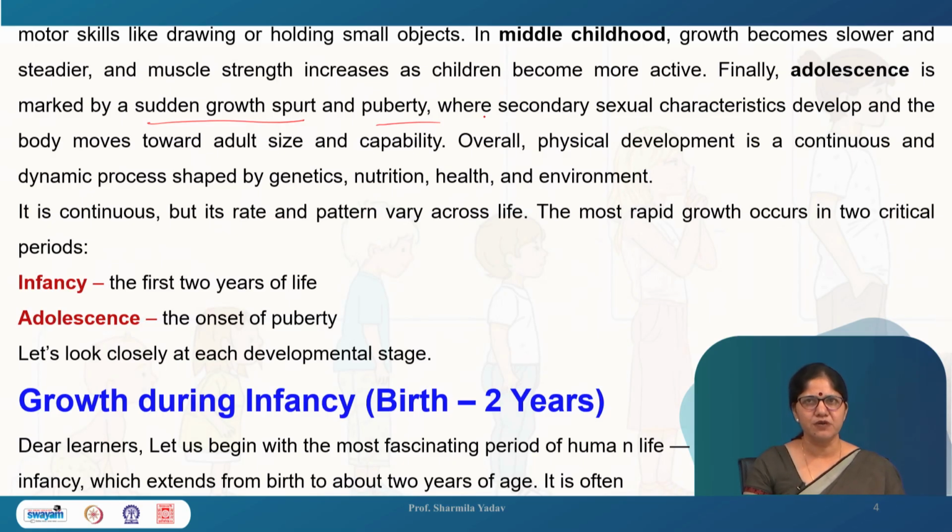Overall, physical development is a continuous and dynamic process shaped by genetics, we say genes, nutrition, health and environment. It is continuous, but its rate and pattern vary across life. The most rapid growth occurs in two critical periods. First is infancy, the first 2 years of life, and second is adolescence, the onset of puberty. Let's look closely at each developmental stage.